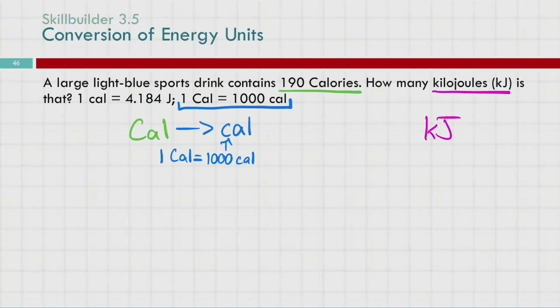So 1 Cal equals 1,000 cal. And what can we go to from calories? Joules. We can convert to joules. Can we convert from joules to kilojoules? We sure can. For this cal to joules, we're going to use the 1 lowercase c cal equals 4.184 joules. And 1 kilojoule equals, that kilo means 10 to the 3, so 1 kilojoule is 1,000 joules.